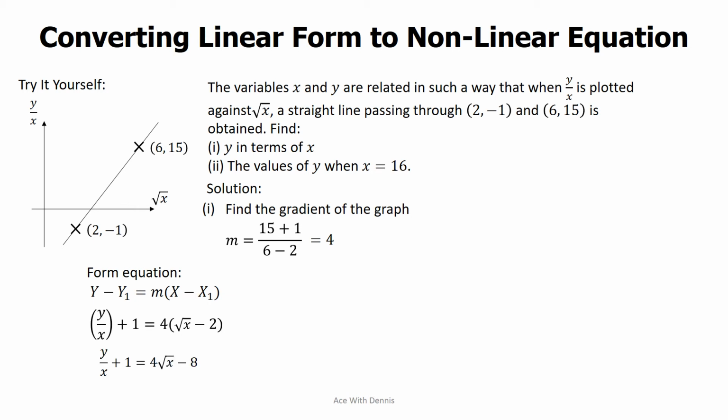Then we expand: y over x plus 1 equals 4 root x minus 8. So y over x equals 4 root x minus 9. So we make y the subject. It will be y equals 4x to the power of 3 over 2 minus 9x. So this is the equation of y in terms of x.